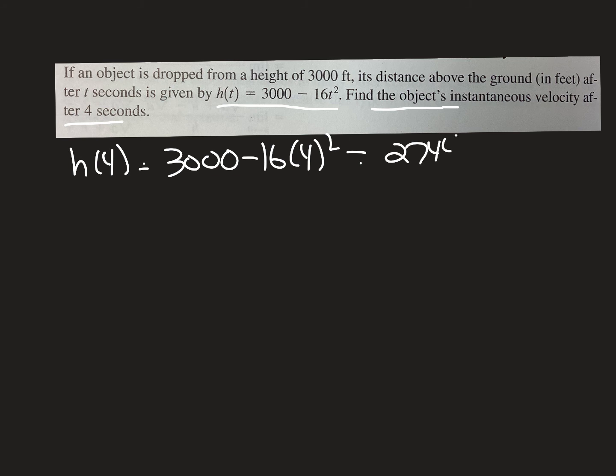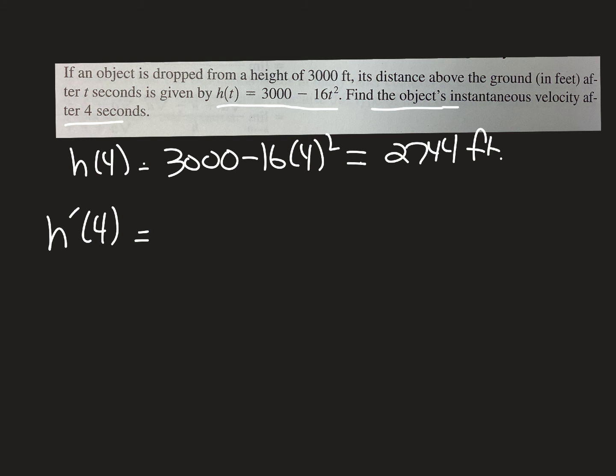All right, so for the velocity after 4 seconds, we need to find, first of all, what h of 4 is, because that's what the height is going to be. So I'm going to put in 4 right here for t squared. That's 16 times 16 minus 3,000. That's 2744 feet. That's how high it's going to be after 4 seconds. So it's still quite a ways up. Of course, 3,000 feet is pretty high. Okay, so what I need to find the instantaneous velocity is the derivative at 4.